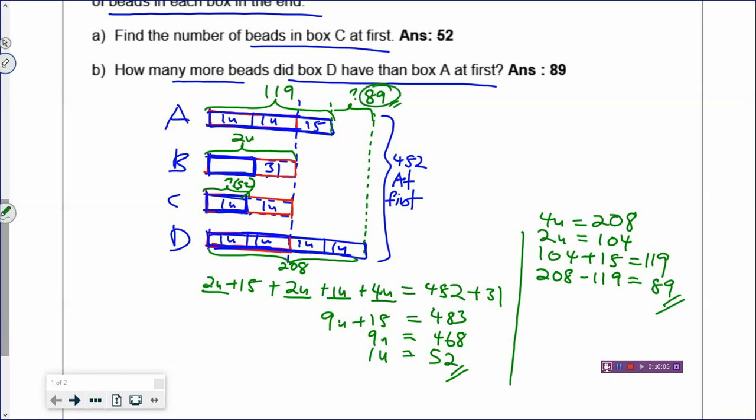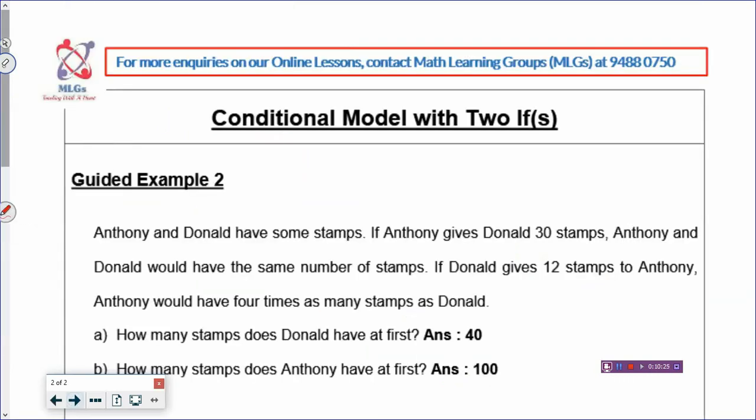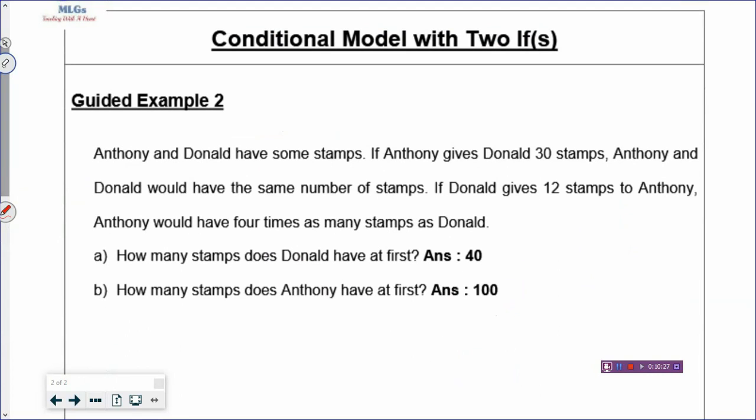Okay, so it's not that very hard. Maybe it looks hard because you are not aware of the dotted line to show the equal concept. So every time you see equal concept, what do you do? You draw the dotted line to show the equal concepts. Okay. All right, now let's go to question number 2 and let's look at this question.